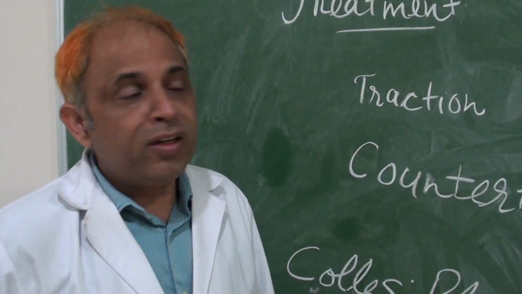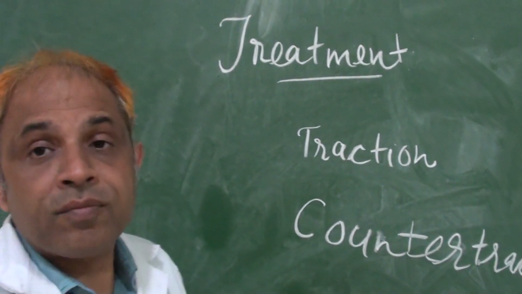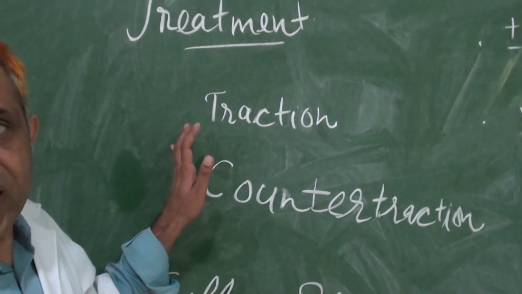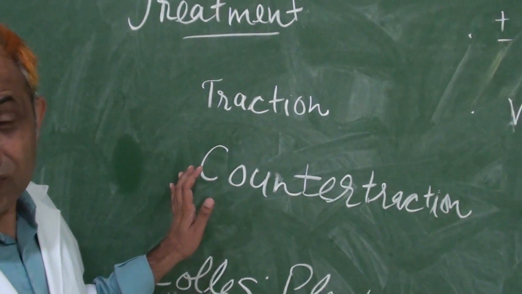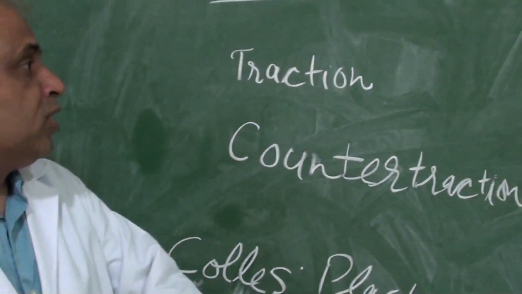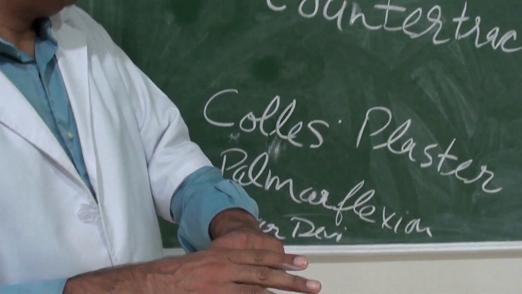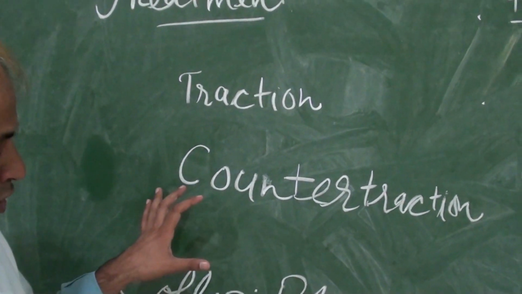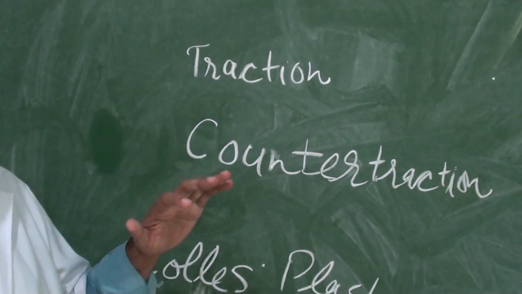So coming to treatment of Colles fracture, the principles of treatment anywhere in orthopedics are traction and counter traction. One person is pulling the elbow, the other person is pulling the fingers and the thumb, and the surgeon is doing the reduction. So traction and counter traction.